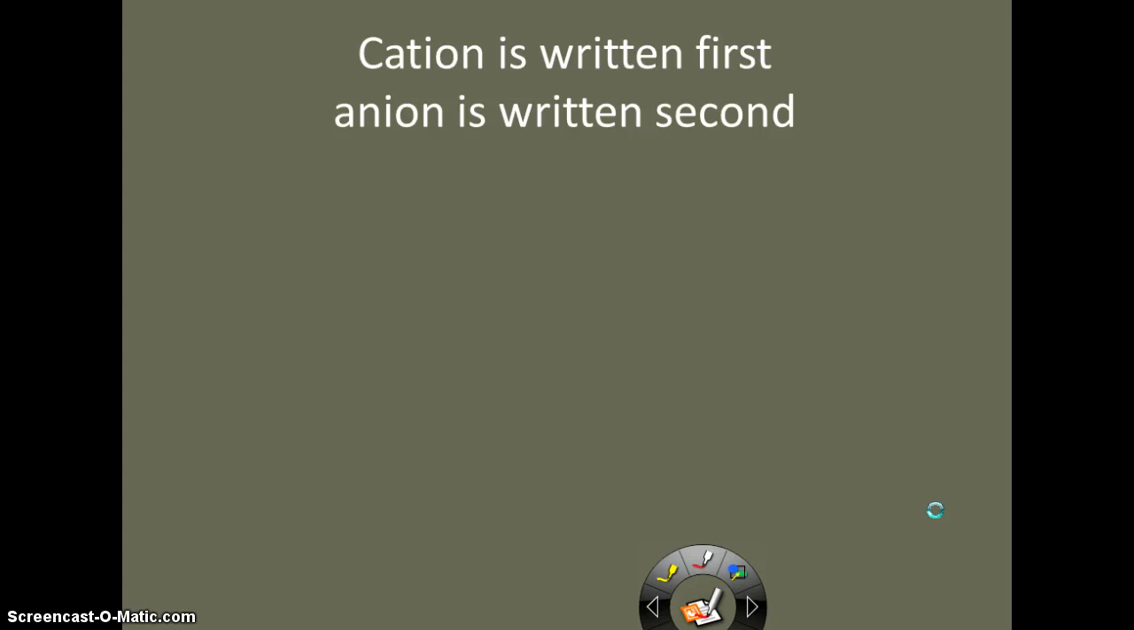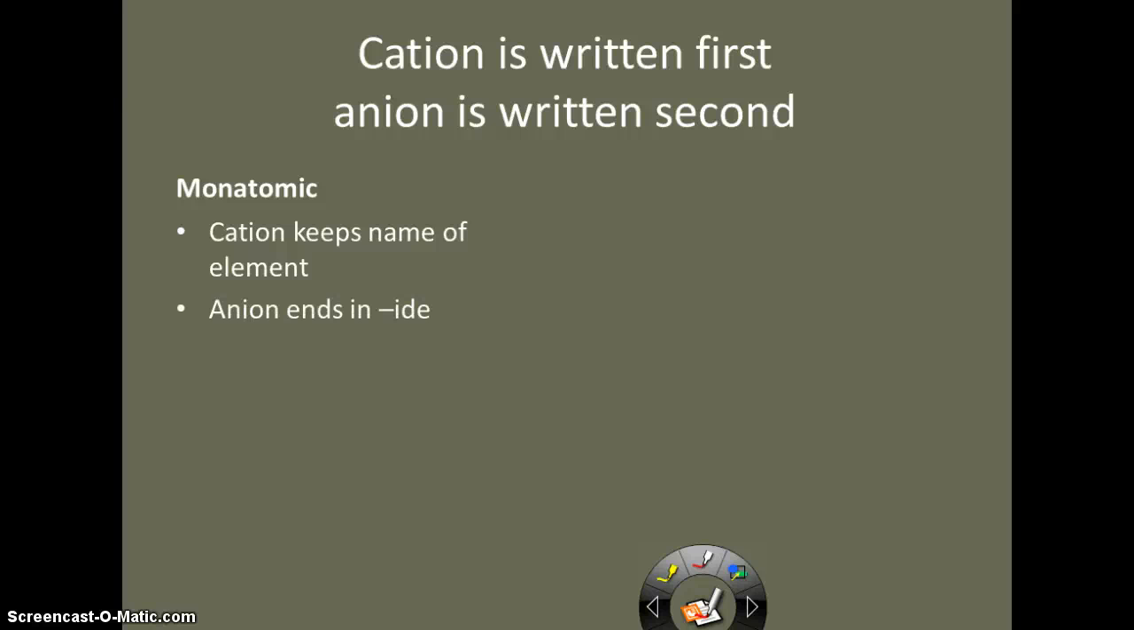Okay, so just a review on our ionic compounds there. And when we're naming, we're going to put the cation first, and the anion is going to go second. Mon means one, so these are all going to be one atom, so your monatomic ions. The cation will keep the name of the element, and the anion is going to change to "ide." So the first element in the compound keeps its name. The second element in the compound, the ending is going to change to "ide." So nitrogen would become nitride.